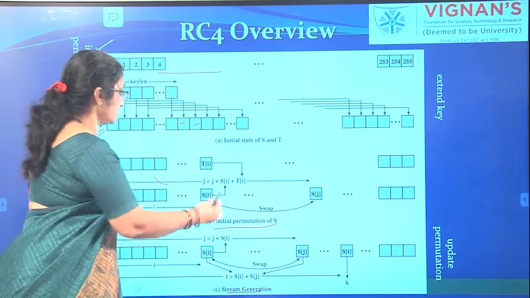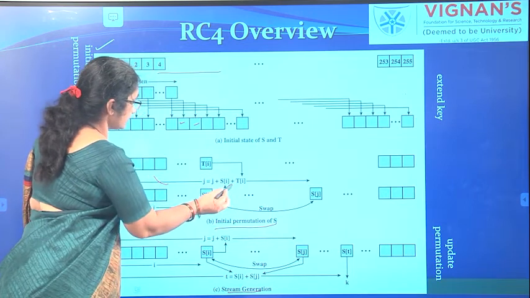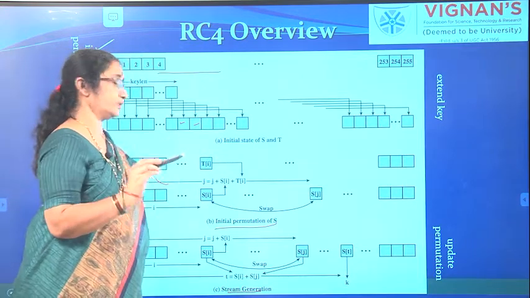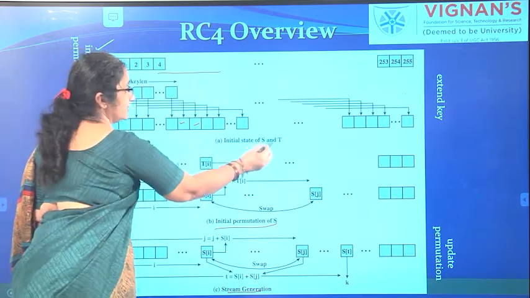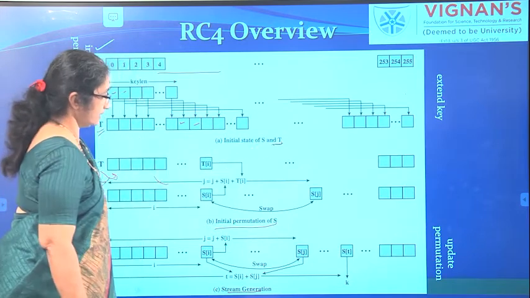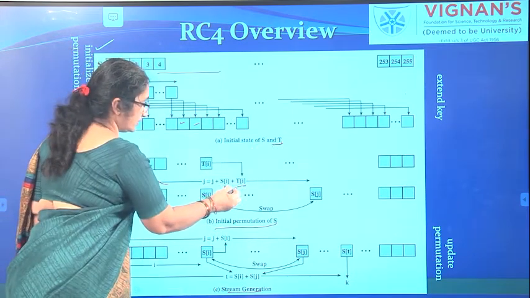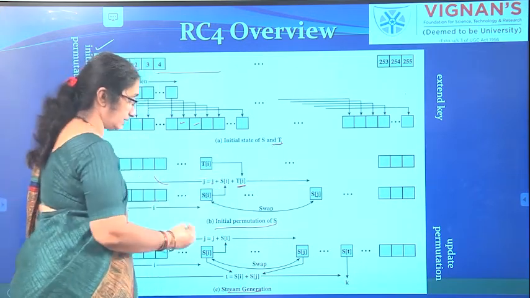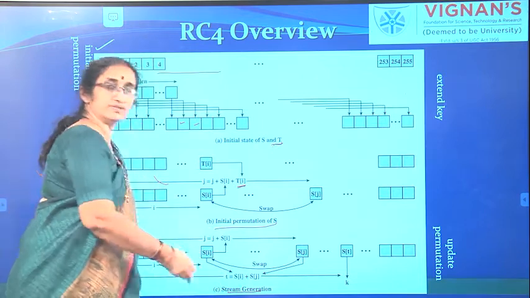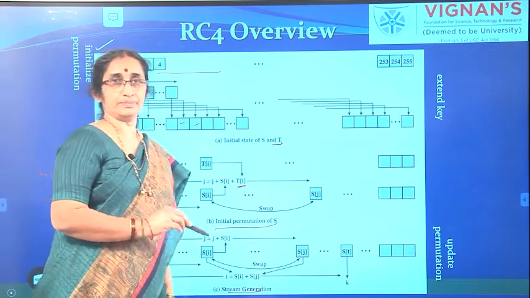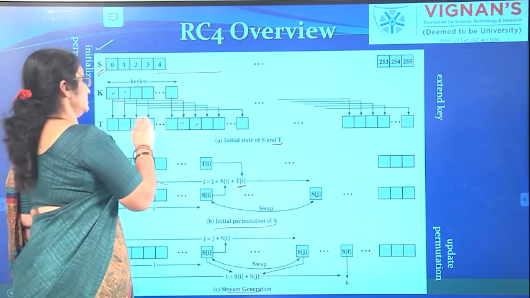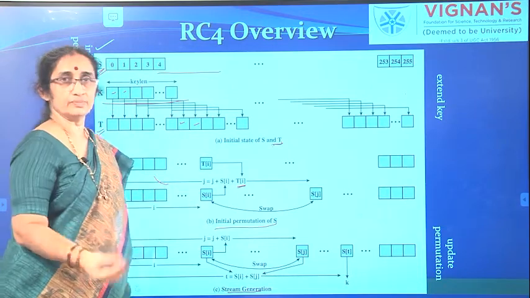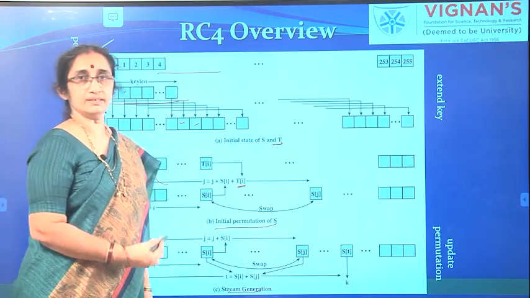So, let us see here, only in the initial permutation we will be using the key value that is available in T. Here you are using it, and after doing the initial permutation, you will be continuously generating the key stream. So, depending upon the key value, the key stream will be generated. Let us see the process now.